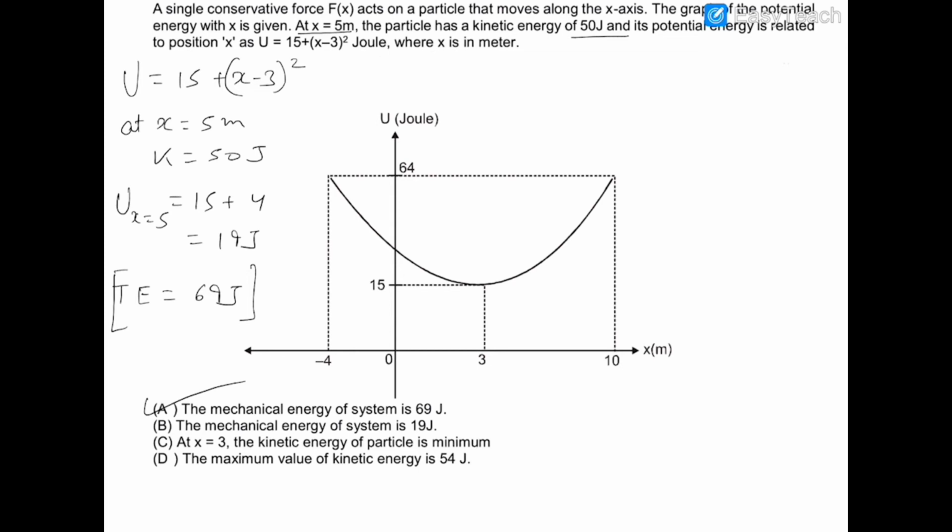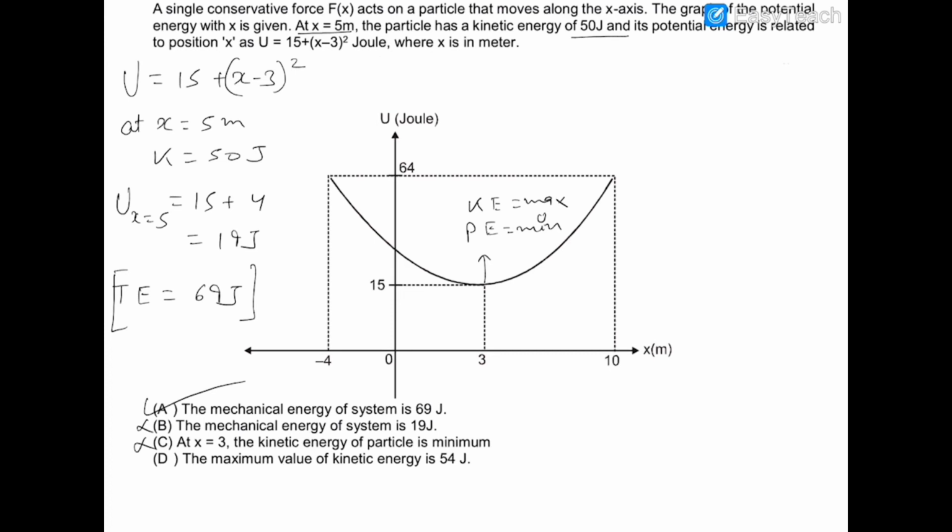B is obviously incorrect. At x equal to 3, the kinetic energy of the particle is minimum. Now the point where the potential energy is maximum, the kinetic energy will be minimum, because the sum of potential and kinetic is constant, which is the total mechanical energy. So at point x equal to 3, potential energy is minimum, you can see, and kinetic will be maximum. So option B is incorrect, C is also incorrect.